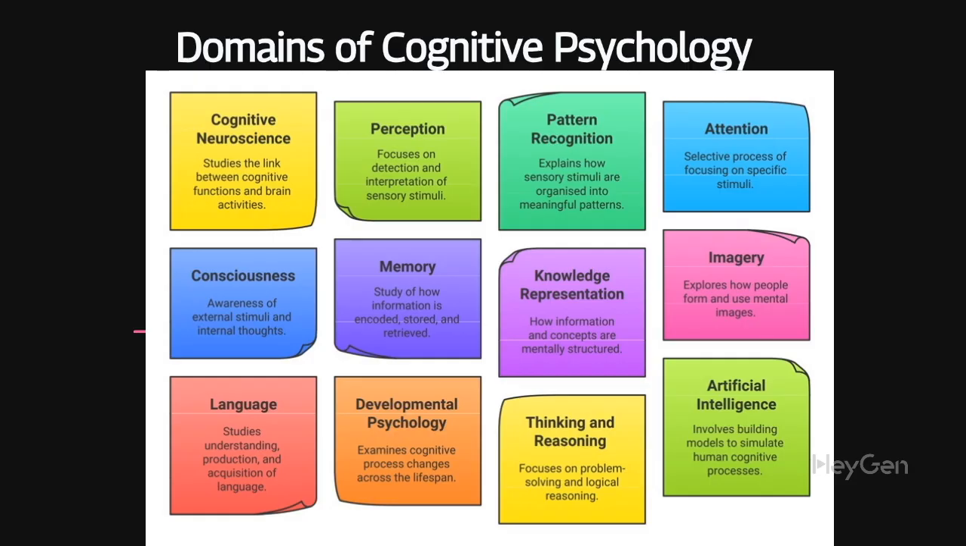Perception studies how we detect and interpret sensory stimuli. Humans are highly sensitive to sensory input, but cognitive psychology focuses on how we interpret these signals to guide behavior. Yet, perception alone isn't enough. Processes like attention and memory also shape what we experience.